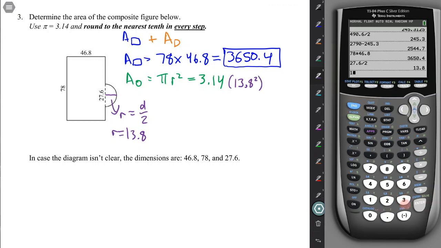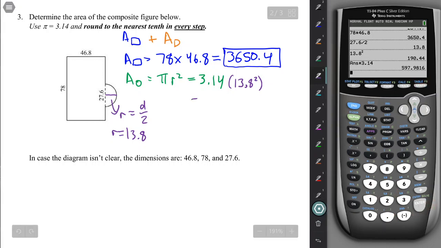Now I'm going to show you the regular scientific calculator way of doing it. Maybe you don't even have a squared key. Maybe you only have an exponent key. So maybe you have to do 13.8, then hit your exponent button, which could be an x to the y button or a y to the x button, or this caret button here. I don't know what you call that symbol. But regardless, you're going to need to square your number, and then multiply by 3.14.